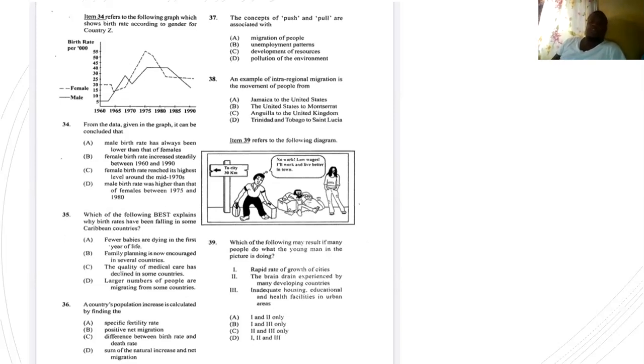Now, brain drain experienced by many developing countries wouldn't be associated with this picture because this picture is internal migration and not external. So the answers are 1 and 3. So where you see 1 and 3, that is B for number 39.